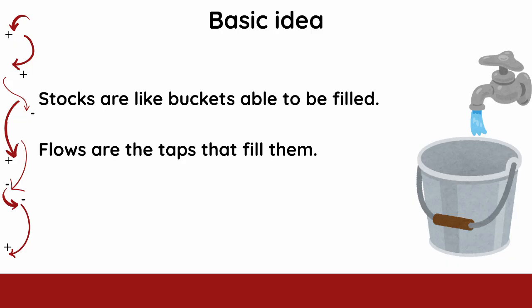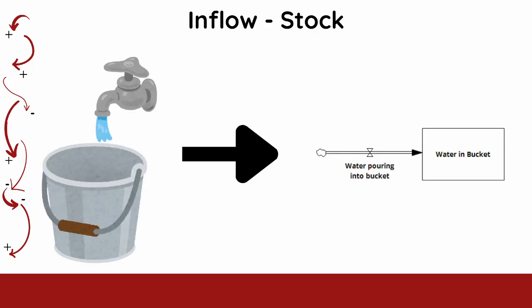Now, how do we turn this image into a diagram? Well, we start by representing the bucket as a box, the standard for a stock. We then show the tap as an arrow moving into the box. This arrow is coming out of a cloud. All that means is that we don't know or care where the water is coming from.